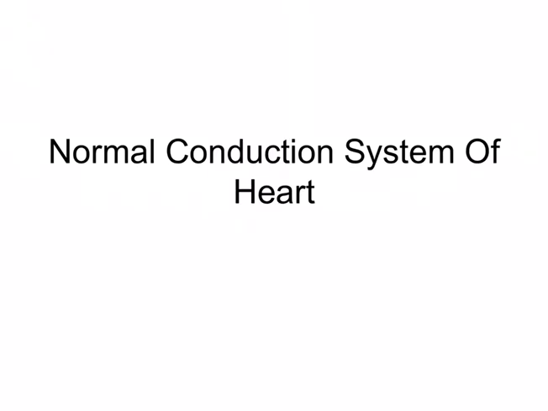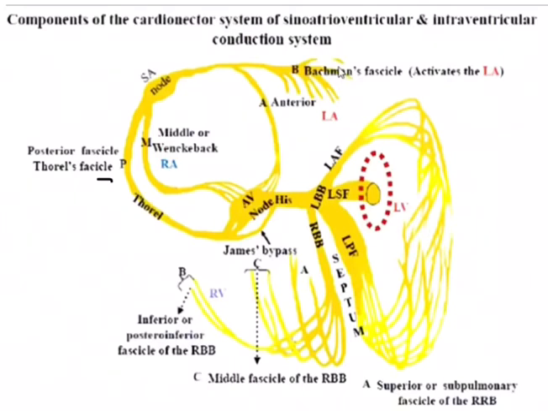Today we will go through the normal conduction system of the heart. The normal conduction system of the heart includes the SA node, AV node, bundle of His, bundle branches, and Purkinje fibers. As we know, the SA node is the pacemaker of the heart. It fires at the maximum rate, about 60 to 100 beats per minute. The SA node is located between the superior vena cava and the right atrium in the posterior wall.